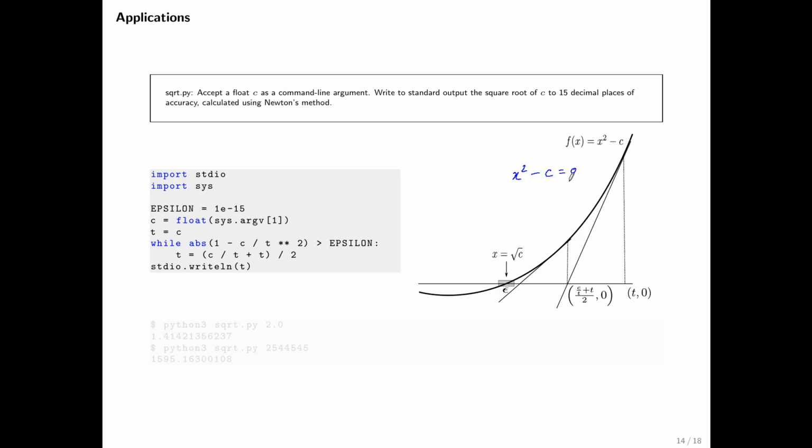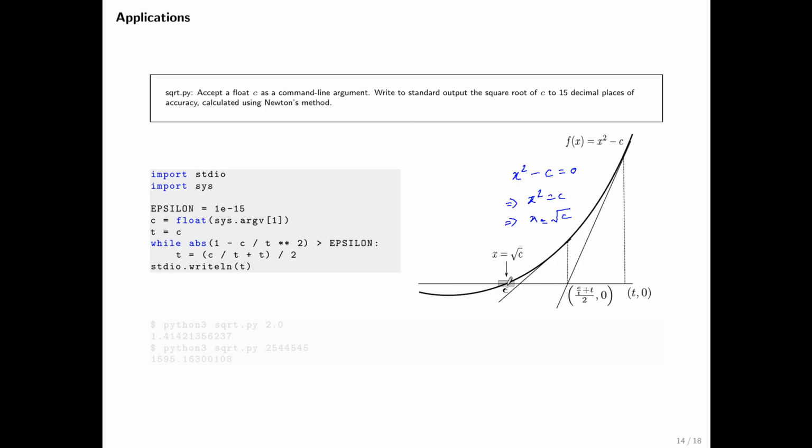Because if x squared minus c is 0, this is the same thing as saying x squared equals c, which is the same thing as saying x equals the square root of c, right? So what we are after is a value of x, a value on the x-axis such that f of x vanishes, or x squared minus c is 0. And geometrically speaking, what is that value?